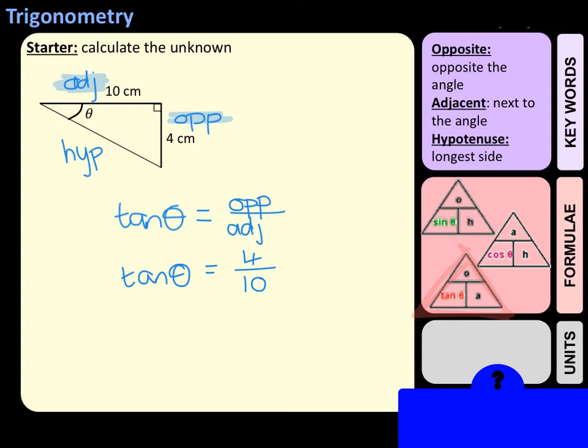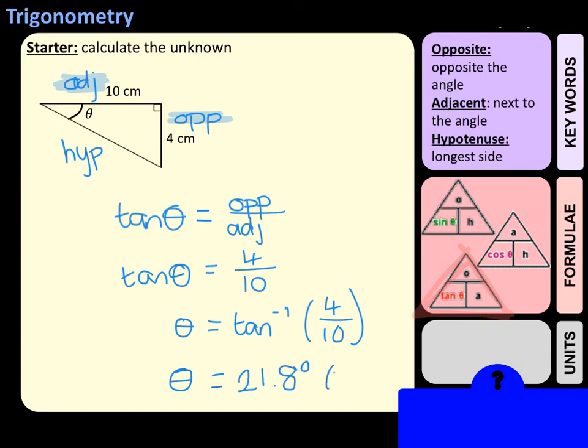So now I'm at this stage, but I don't want to know what tan theta is, I want to know what theta is by itself. So I have to do an inverse of tan, which we write as tan to the minus 1, put the fraction in brackets, and then I can access this button here on my calculator by doing shift tan. And that gives me an answer of 21.8. This time it's degrees because it's an angle, and again that's to 3 significant figures.